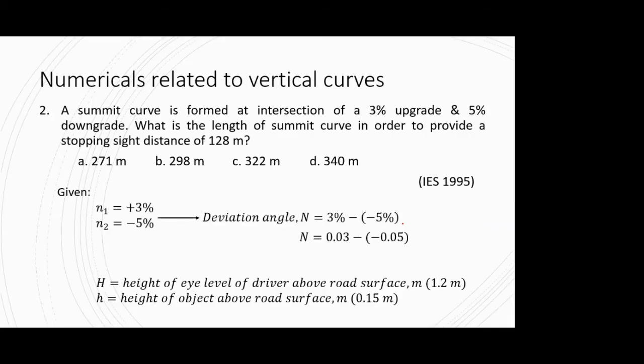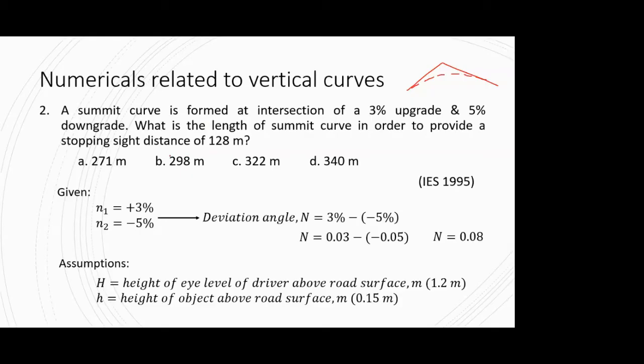So the next numerical, I have taken it from an IS question paper, a previous year question paper. Again, it's a straightforward one, though it's asked in IS papers. A summit curve is formed at an intersection of 3% upgrade and 5% downgrade. Again, you have two gradients they have given, and then they are saying that there is a summit curve here.